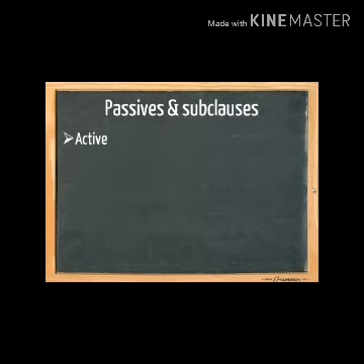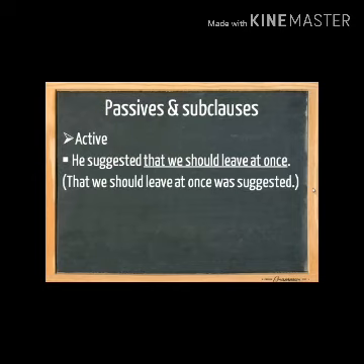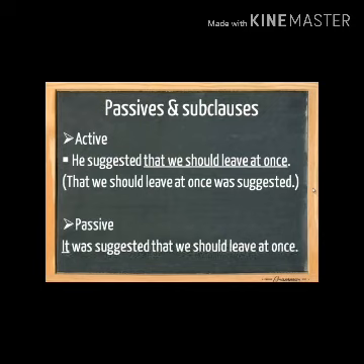Let's have a look at passives and subclauses. He suggested that we should leave at once. That we should leave at once is a subclause. Now, a subclause is a piece of a sentence that cannot exist on its own. So if we would change it, we would say that we should leave at once was suggested. But that's a bit weird.